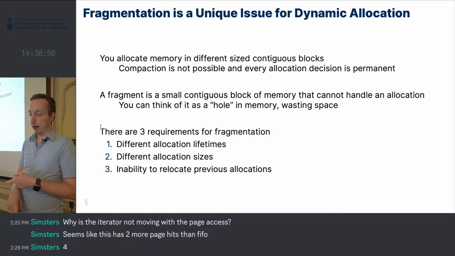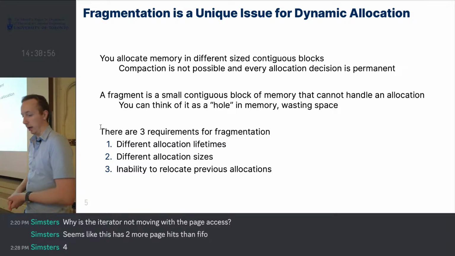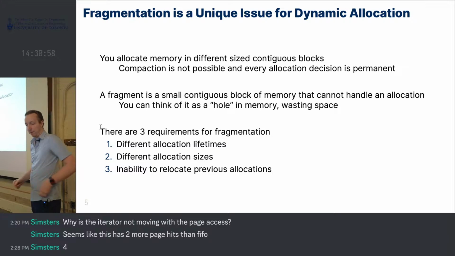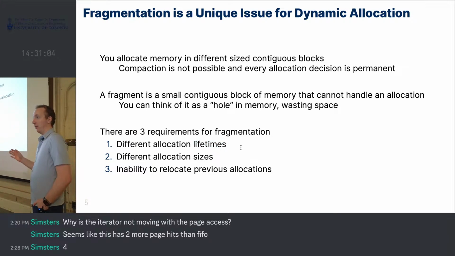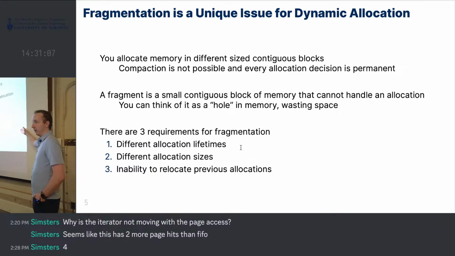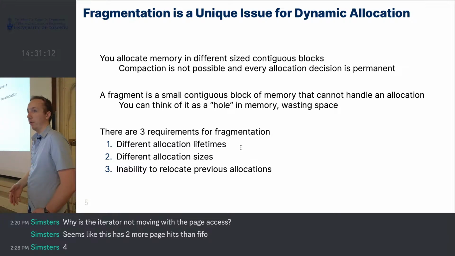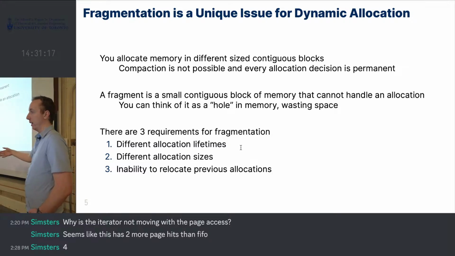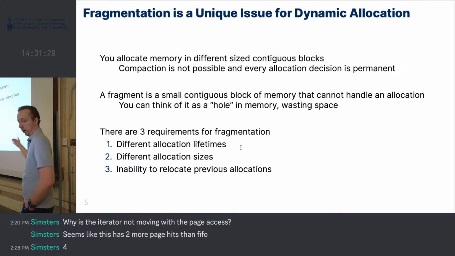So you have to have different allocation lifetimes, different allocation sizes, and the inability to relocate previous allocations. If I have all the same allocation lifetime, that's like a stack. All your local variables just last as long as a function lasts, so I don't have any fragmentation issues with that. I can just keep pushing values onto the stack over and over again. And since they exist as long as the function exists, whenever the function's done, I can just get rid of them in one big step. So I don't have any fragmentation there. I can just allocate things right next together.